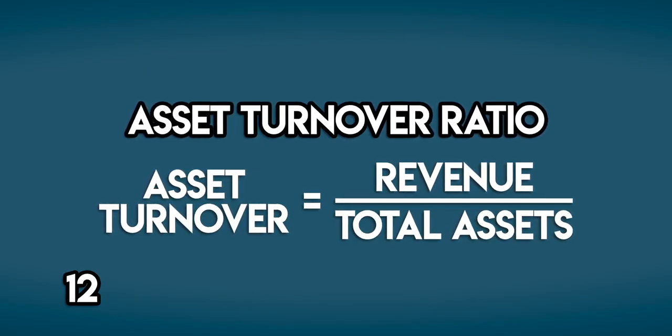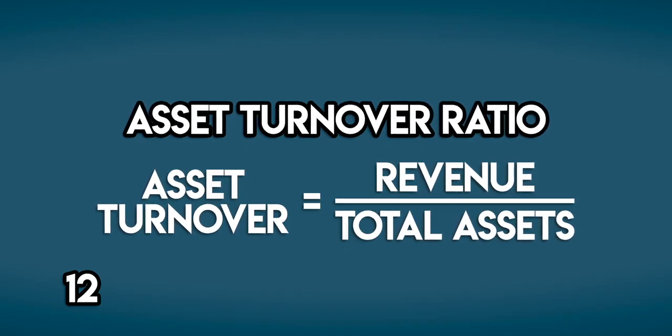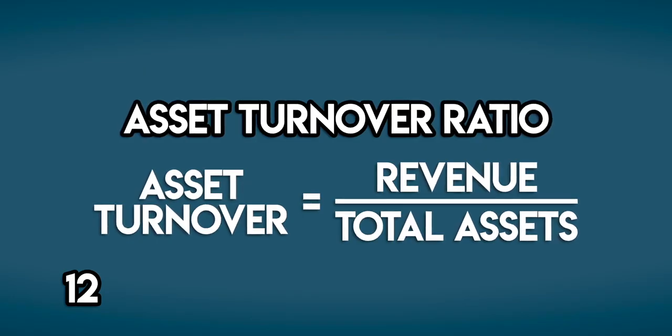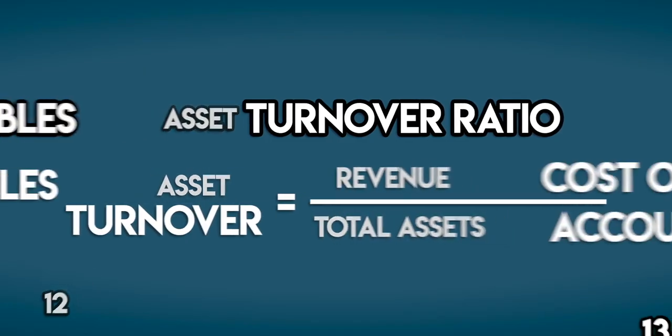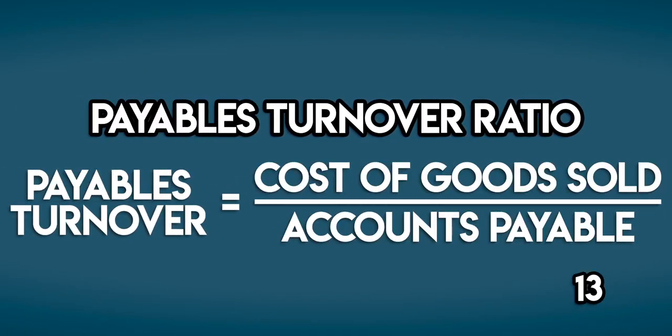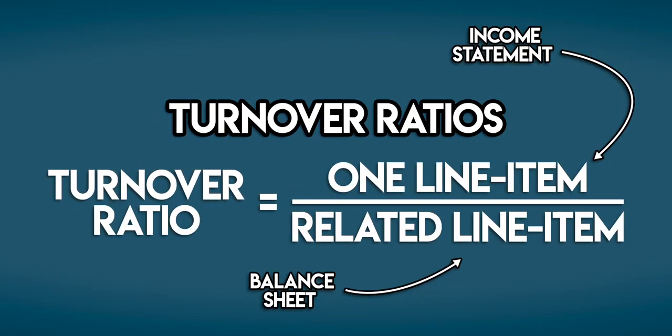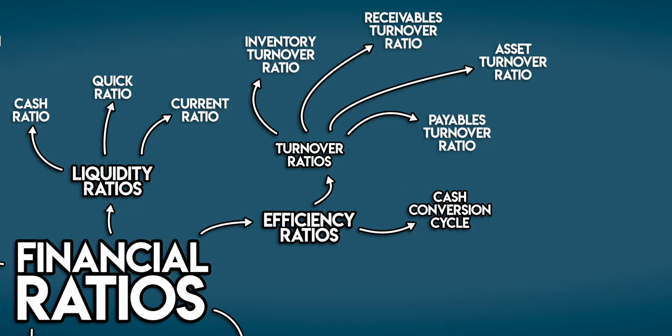In this one, however, the asset turnover ratio ignores expenses and focuses on revenue and how efficiently a business generates revenue using the stuff it owns. Then we have the payables turnover ratio, which is cost of goods sold from the income statement divided by accounts payable in the balance sheet. The payables turnover ratio shows us how reliably a business pays off its suppliers. It's our last turnover ratio. Onward to the cash conversion cycle.